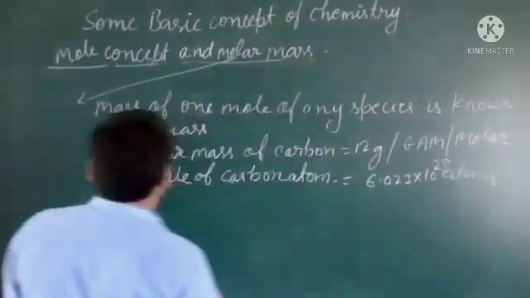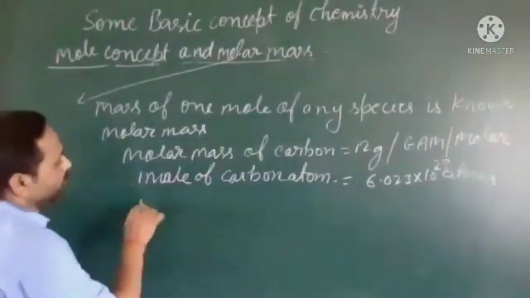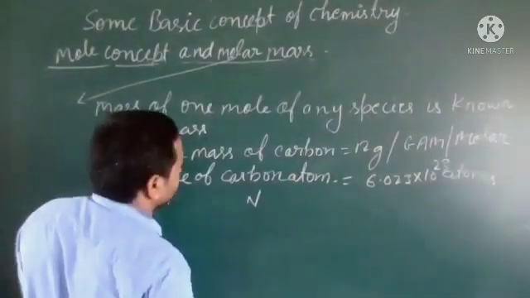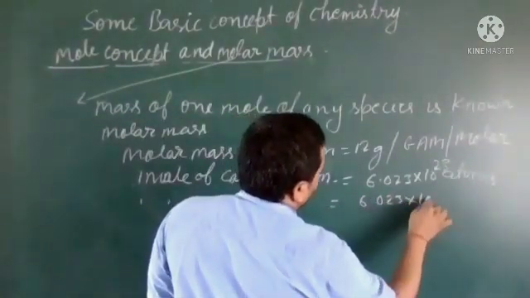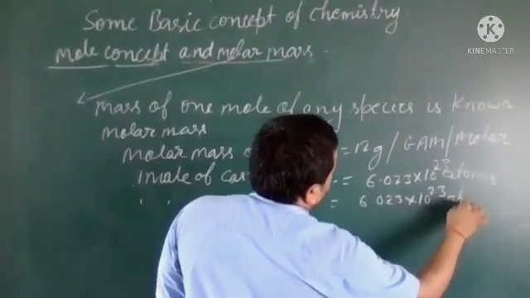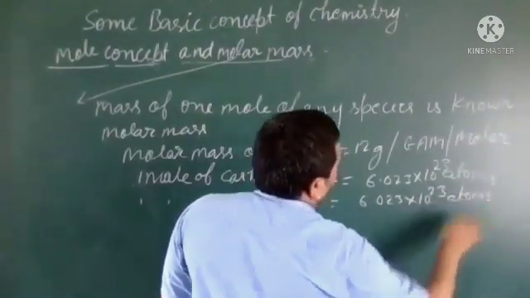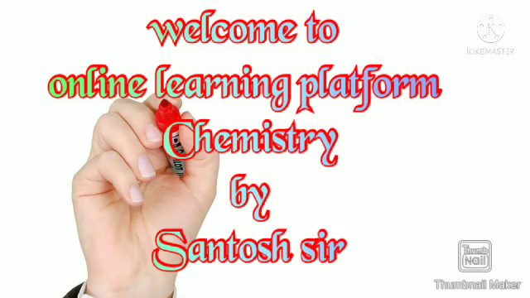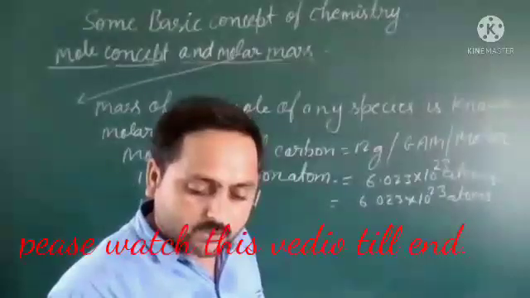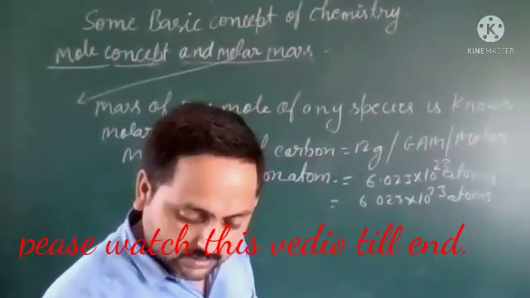Okay, 1 mole. If in place of this I wrote 1 mole of nitrogen atoms, that will also be 6.023 × 10^23 atoms. Now the question is arising: how to solve some numericals? Mass of 1 mole of a substance is known as molar mass. So let us solve some numericals based on this.